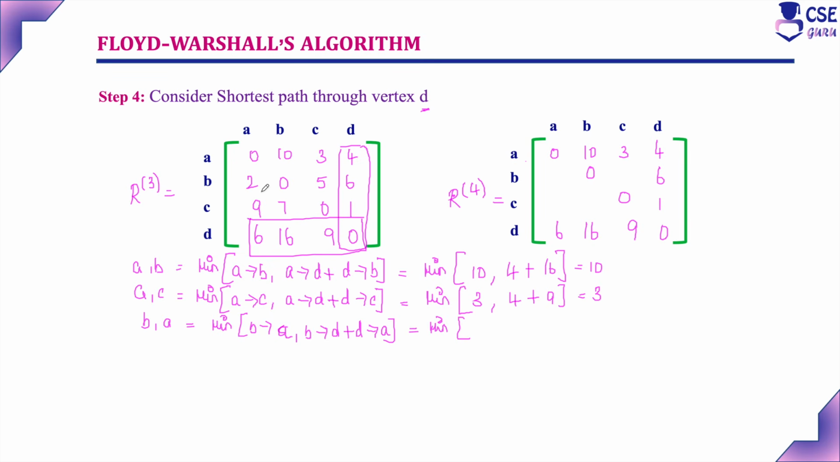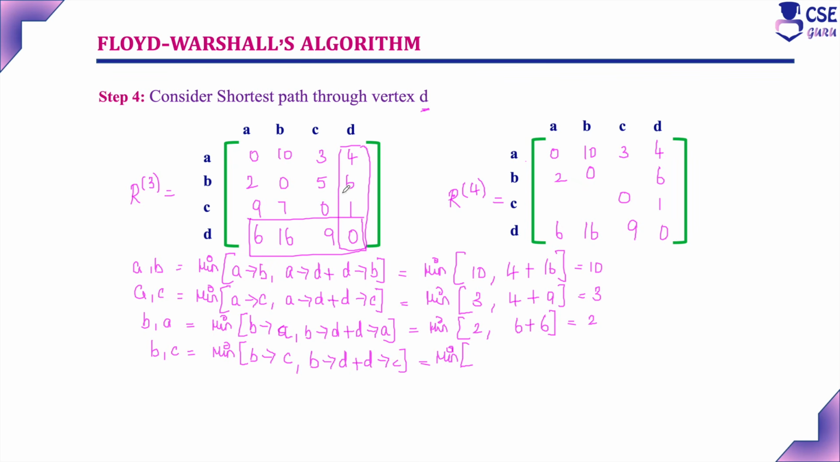B to A value is already 2. And B to D value is 6. D to A is 6. So 2 is minimum. Next, B to C. Minimum of B to C, comma, B to D plus D to C.